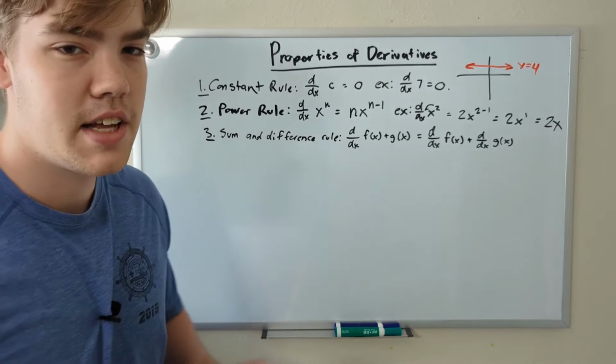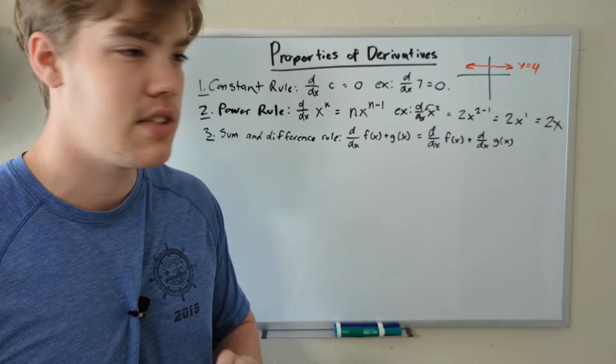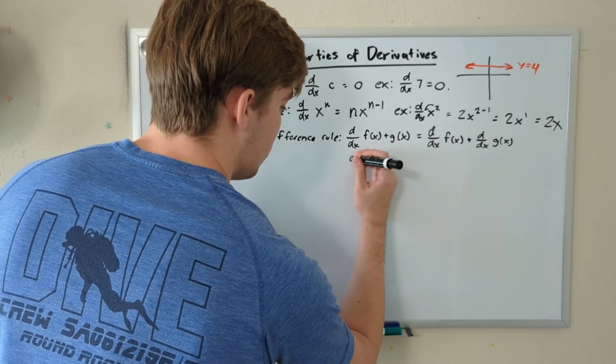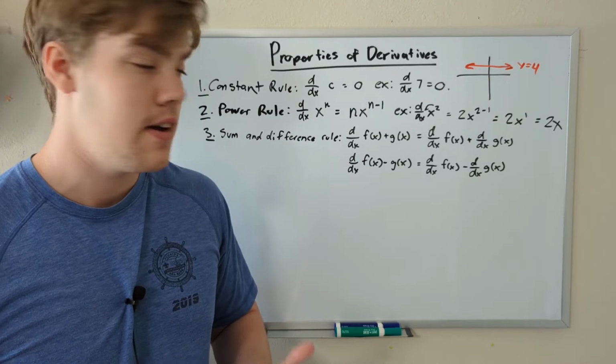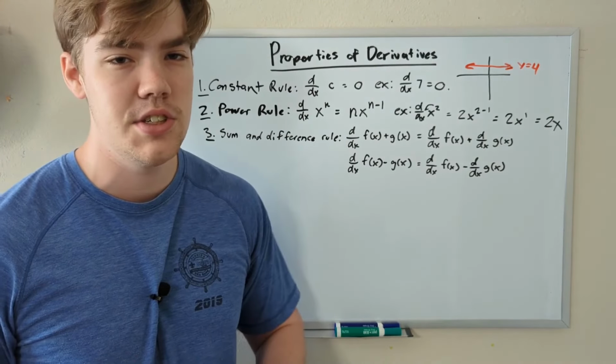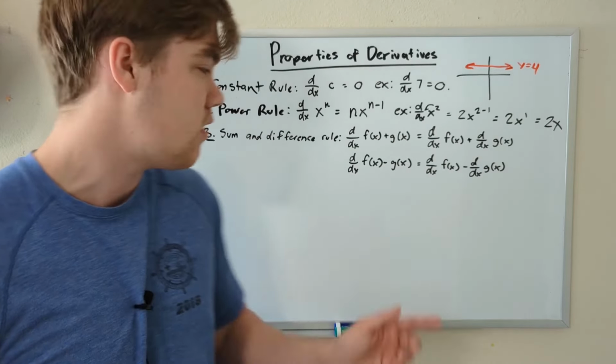In other words, we can split any derivative by addition. And you may notice I also wrote difference here. We can also do this for subtraction, so I'm just going to write it here. We can split any derivative by addition and subtraction and still get the same answer. In other words, we can solve for each derivative individually first and then just add or subtract them to combine it to find the derivative of our original equation.